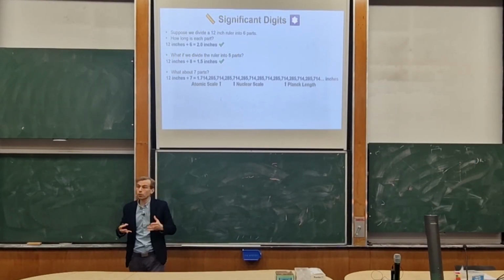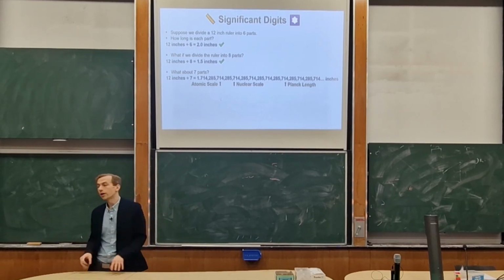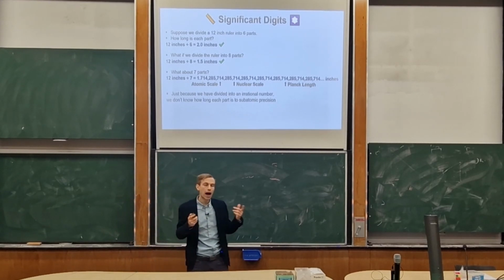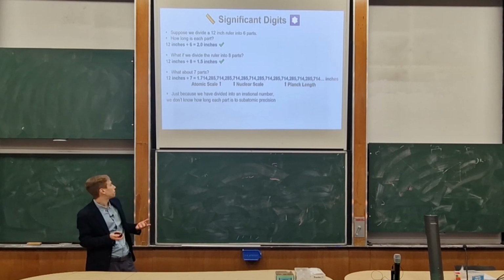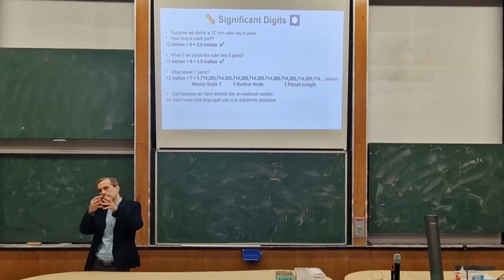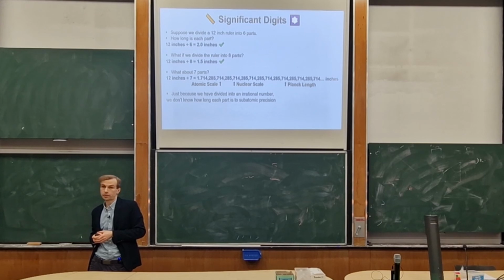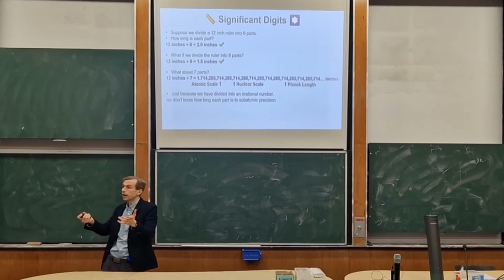So the point that I want to make here is just because we've taken a 12-inch ruler and divided it into 7 parts, we don't know how small each part is to subatomic precision. We don't even know exactly that the ruler is going to be exactly perfectly 12 inches long in the first place, and then each part is going to be slightly different. So we always have to bear this in mind whenever we're doing a calculation.